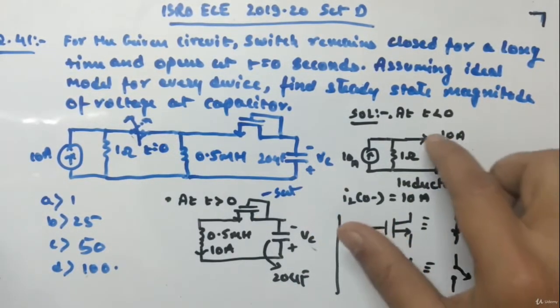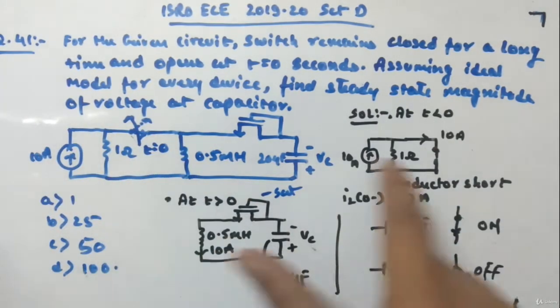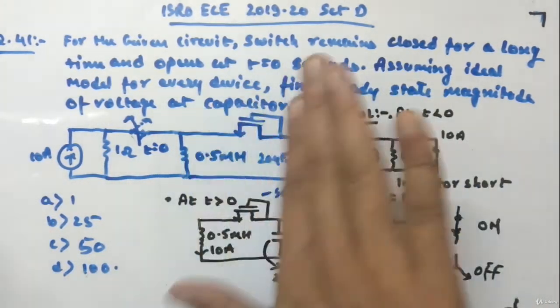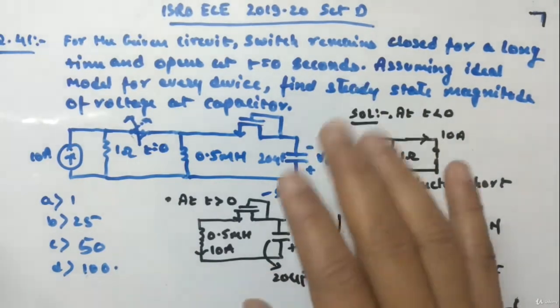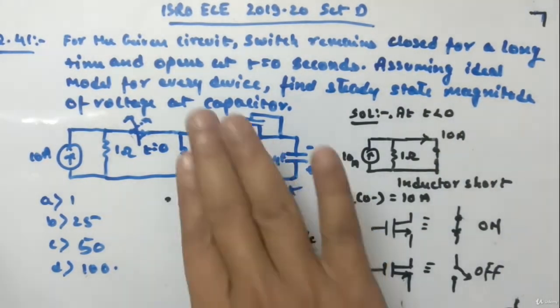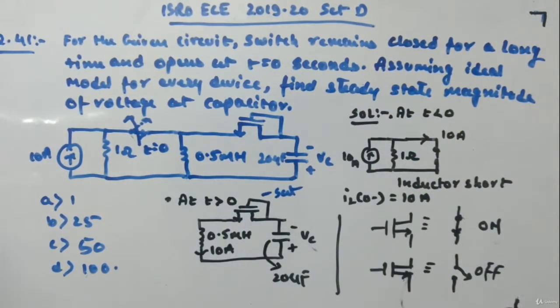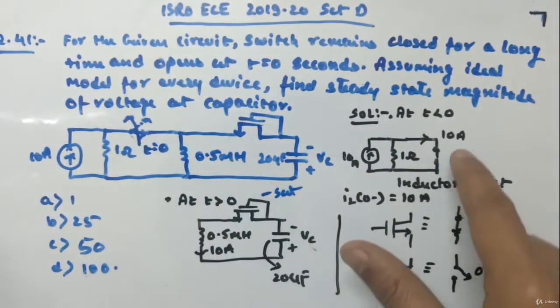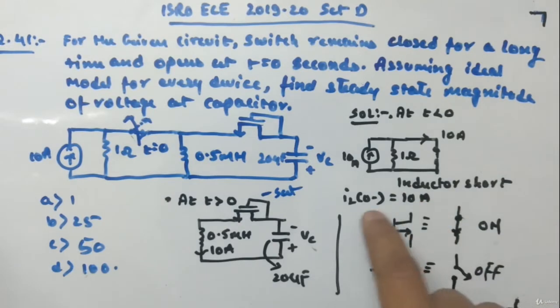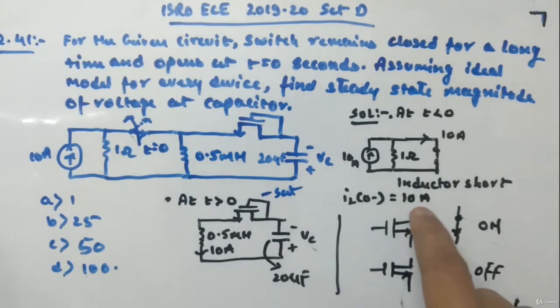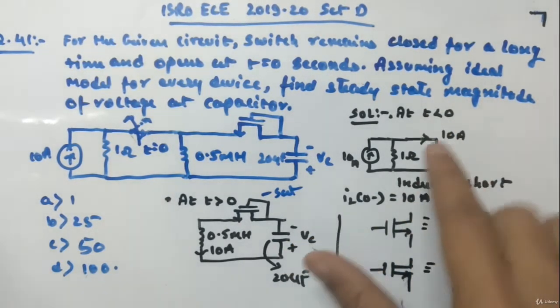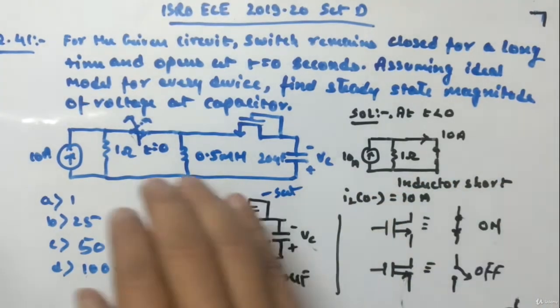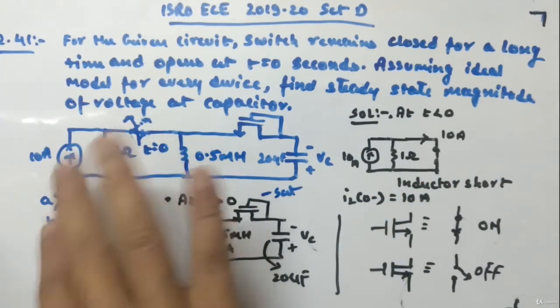Here all the current is going through this inductor, so this circuit will not have any effect. The capacitor will also not charge. This will not have any effect because all the input current will go through this branch. So the inductor will be charged with 10 ampere. So you can say IL(0-) will be equal to 10 ampere. The inductor will be short. So this is the data we can extract before switching.